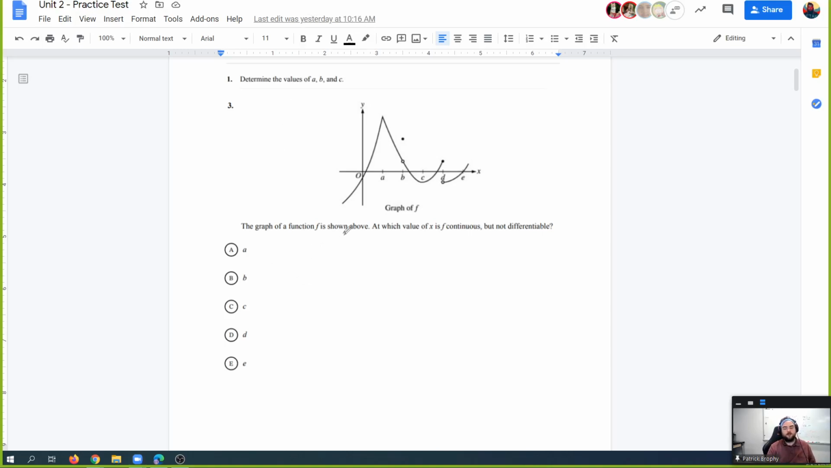Number one, graph of the function shown above. Which value of x is f continuous but not differentiable? Continuous means pencil test, so not B, not D. Not differentiable means a sharp turn. So this is a sharp turn, and this is smooth, so no and no. So A, easy. Sharp turn, continuous. Done. Got to move on to the next one.